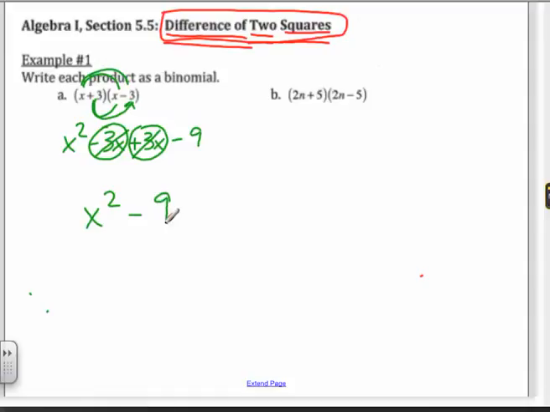Guys, I want you to notice something. This is 1x squared, right? Do you agree that this is a perfect square? 1 times 1 is 1. X times x is x squared. Do you see that this number, just the number itself, 9, you agree 9 is a perfect square? It's 3 times 3, right?